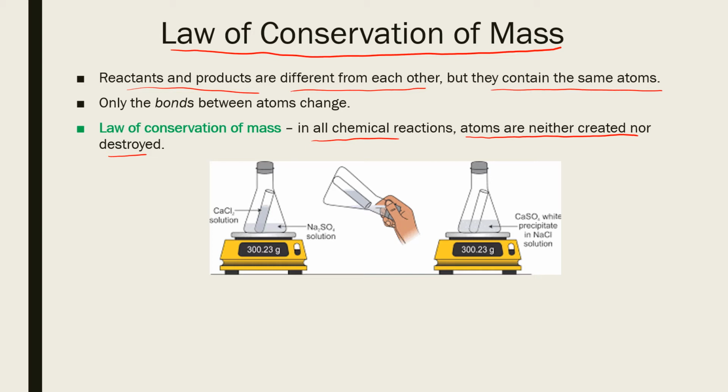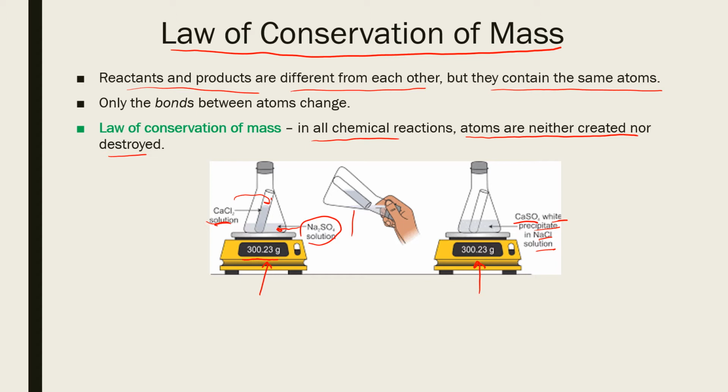An example of the law of conservation of mass is shown here. For example, if we have a sodium sulfate solution here and a calcium chloride solution inside here, and together they weigh 300.23 grams, now if we mix these two solutions by shaking them up, a chemical reaction will take place and a new substance, calcium sulfate, which is a white precipitate powder, and NaCl will form, but the mass will remain exactly the same as what we started with. So that is proof that in a chemical reaction, atoms are neither created nor destroyed.